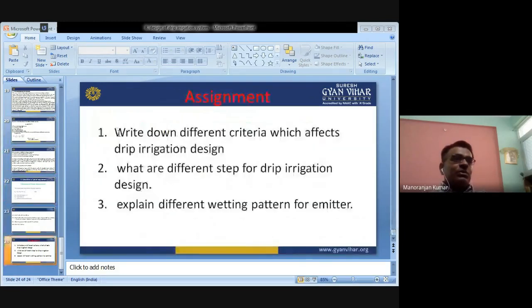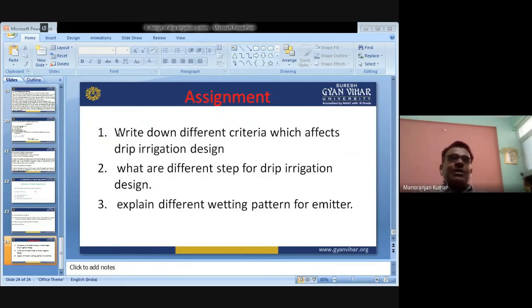Now this is for assignment. You can solve this assignment. Write down different criteria which affect drip irrigation design. In the first slide, we have discussed about this. And what are the different steps for drip irrigation design? Okay, like inventory of the resources, peak water requirement. These are the steps for drip irrigation system.